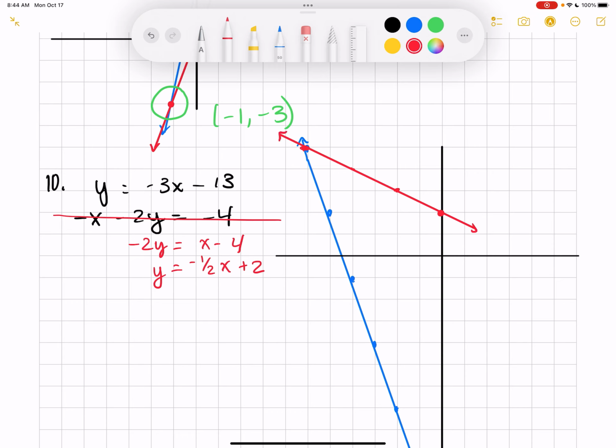So what is that point of intersection? -6, 5. Yep. So then again, you could plug this in to check it if you wanted.